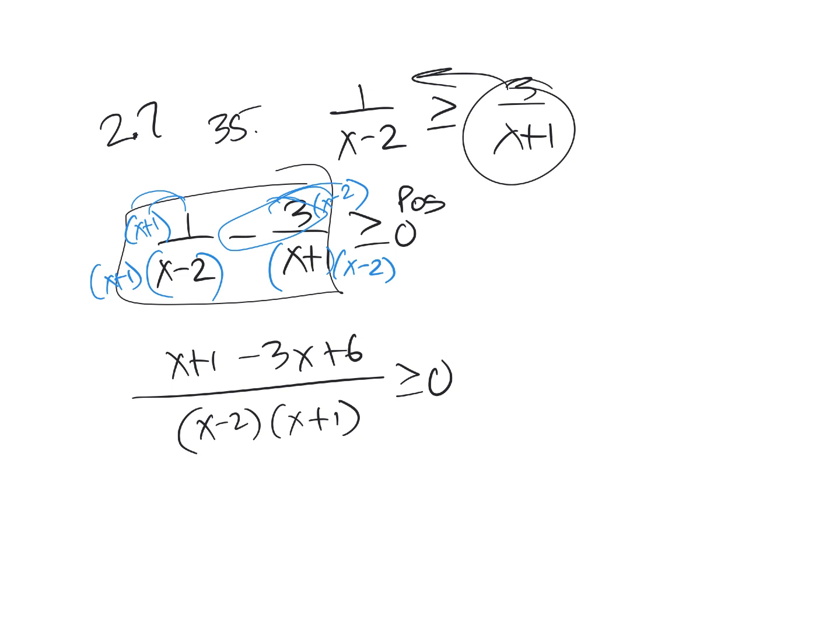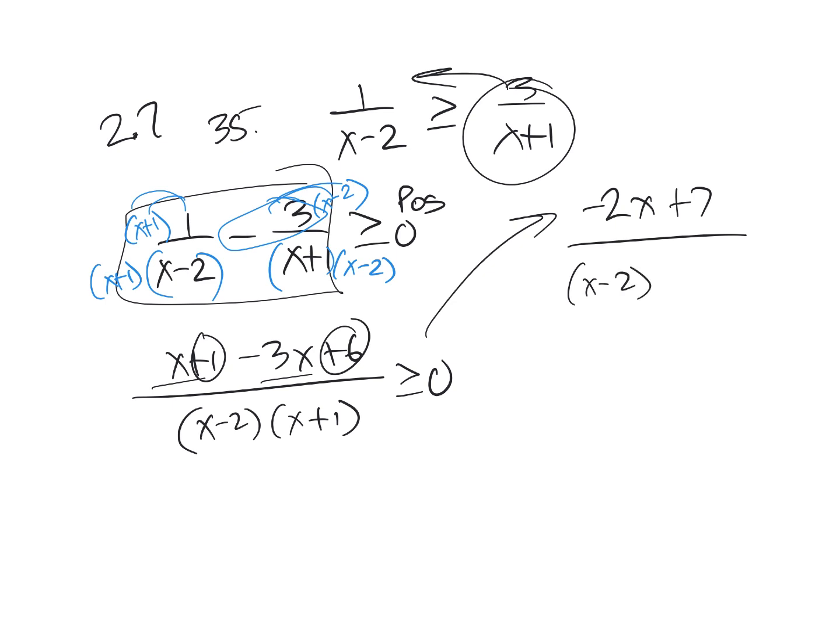Okay, so now we simplify from here. x and minus 3x is minus 2x. And plus 1 and a plus 6 is plus 7. All over your factors. All right, so we can get to there.